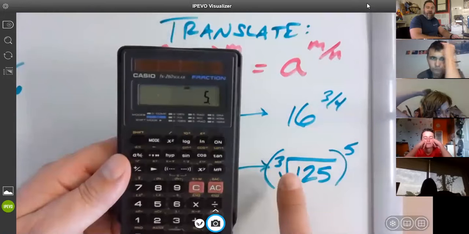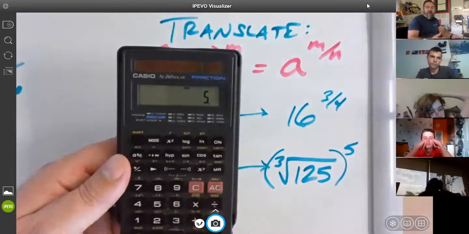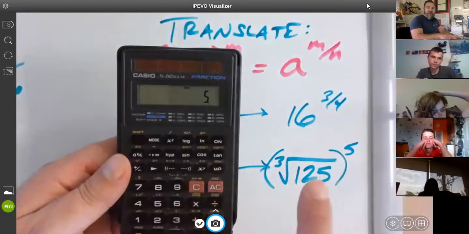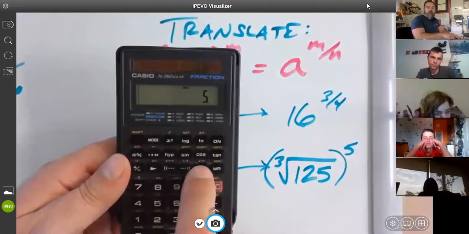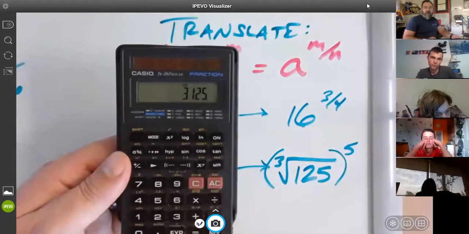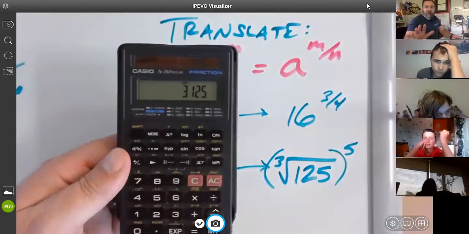But now if I want to raise it all to the 5th power, I'm going to take that 5 and raise it to the 5th power. That's one where I'm not doing a root anymore. I'm actually raising it to an exponent. So that's where I'm going to use that button, just like in section 4. Now I press that one, no secondary function at all. To the 5th power, 3,125. So where did that 3,125 come from?